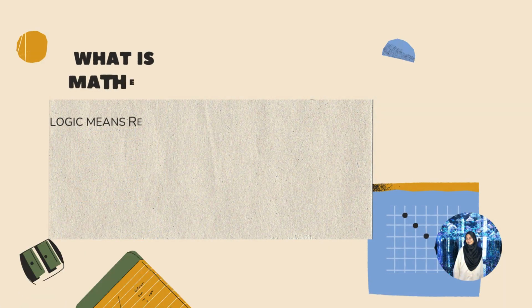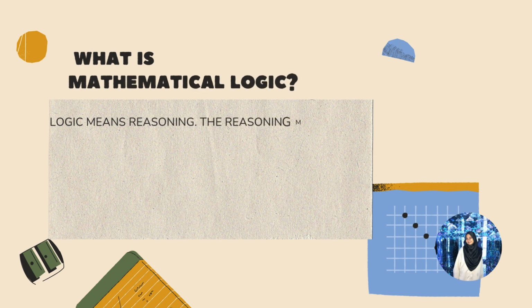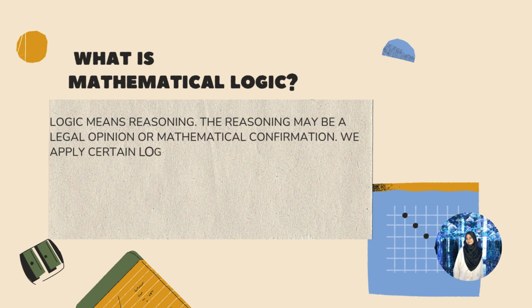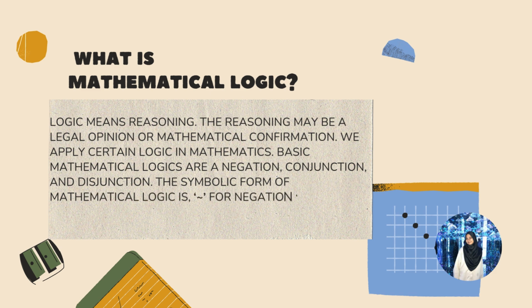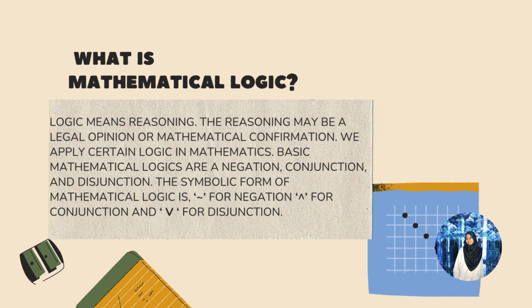Do you know what mathematical logic is? So I will explain the meaning of mathematical logic. Logic means reasoning. The reasoning may be a legal opinion or mathematical confirmation. We apply certain logic in mathematics. Basic mathematical logic are negation, conjunction, and disjunction. This is an example of the symbolic form of mathematical logic.